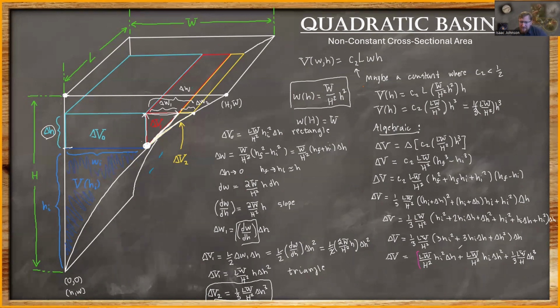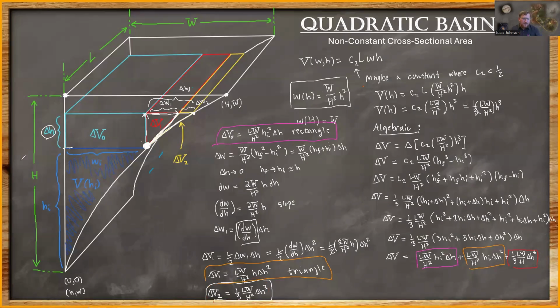What does this look like? A rectangle. Looks like the rectangle. What about this one? Triangle. That is the triangle. And then the last one, that's whatever's left over. It's the quadratic.